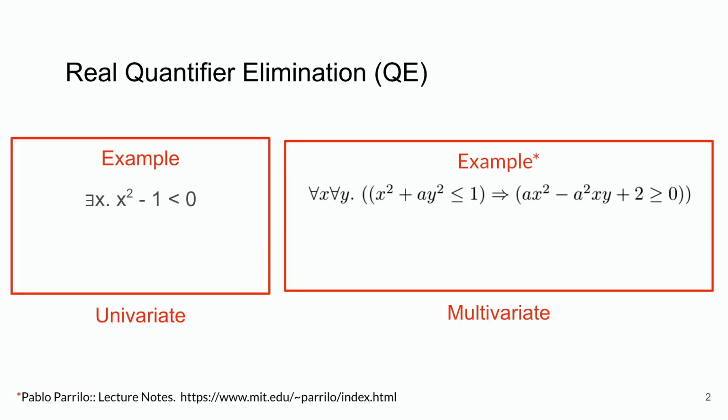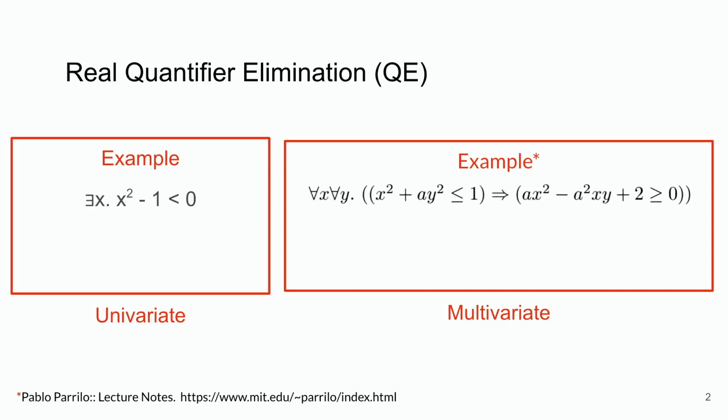Here are some examples of quantified formulas. So this one on the left is fairly simple. Here quantifiers are ranging over the real numbers. So on the left, this reads as, does there exist a real valued x such that x squared minus 1 is less than 0? This only has one variable, so we call it univariate.